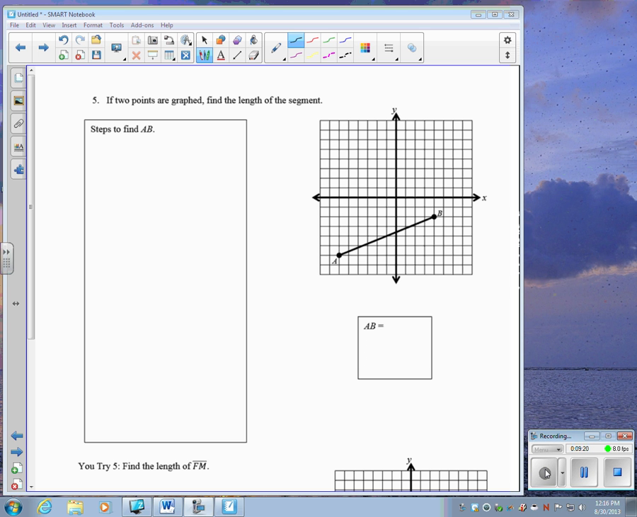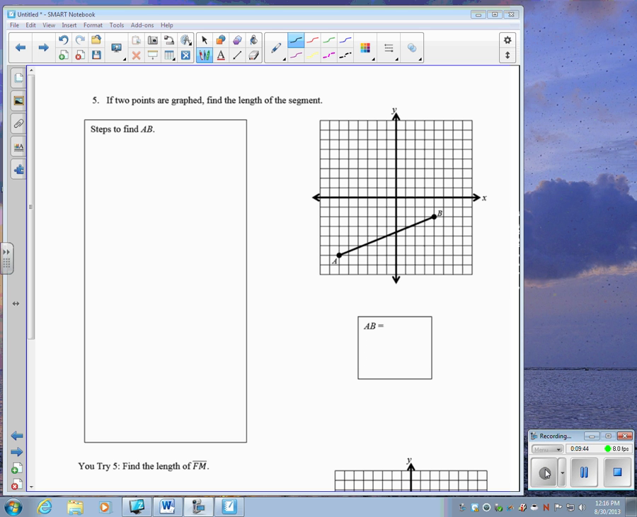Our directions say if 2 points are graphed, find the length of the segment. Now, we're not going to sit here and use a ruler and measure it and say, oh, it's 5 millimeters, whatever. We have to find the actual length, and we're going to use our Pythagorean theorem to help us. So, it's on a diagonal, we can't just count. Keep in mind, our Pythagorean theorem is always used when you are using right triangles.